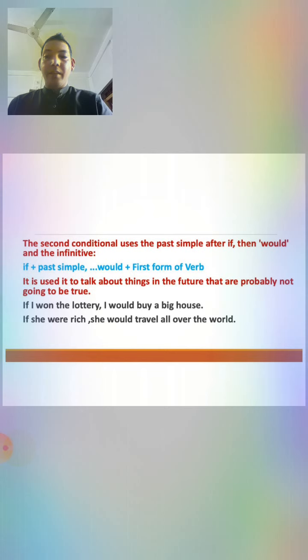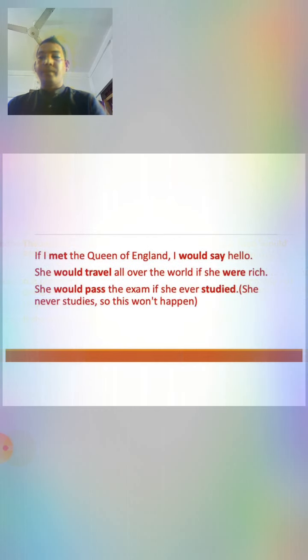If I won the lottery, I would buy a big house. And another one: if she were rich, she would travel all over the world. This is a probability, not a fact. And it may or may not be true. So here are the examples.